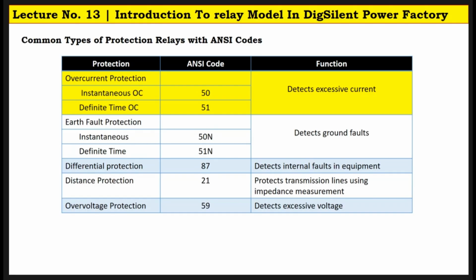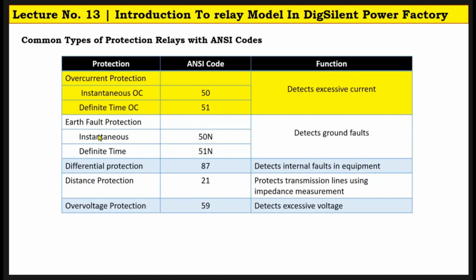These function numbers are defined in IEEE standard C37.2. For example, 50 represents instantaneous overcurrent protection. And for definite time overcurrent protection, where there is a time delay between when the current exceeds the setting and the start of the action, that is 51.